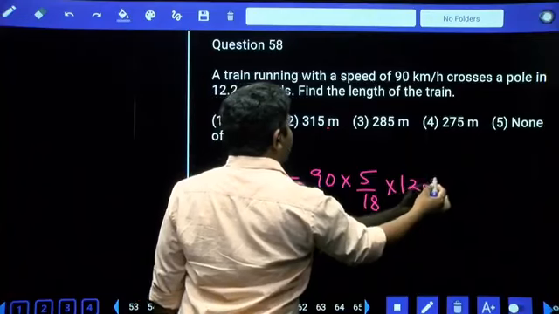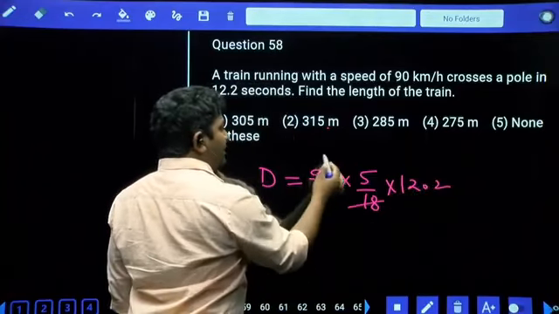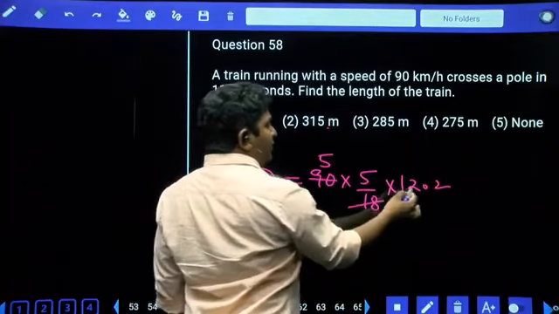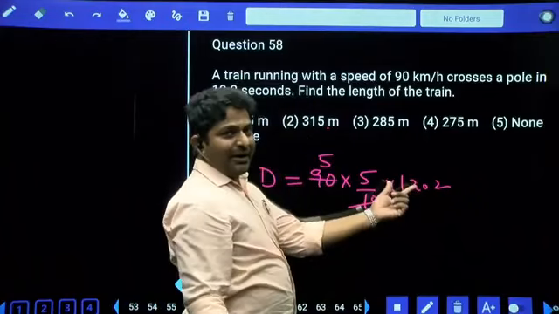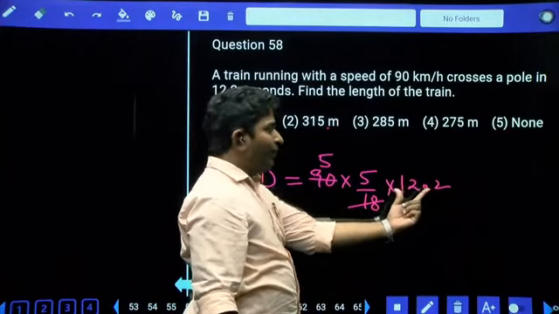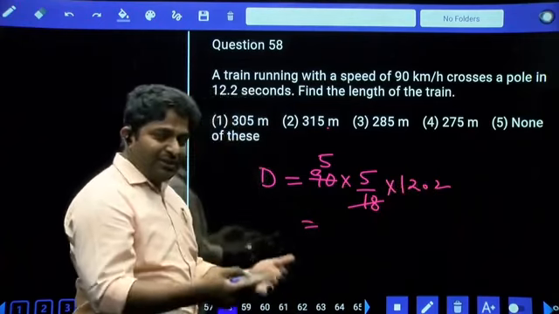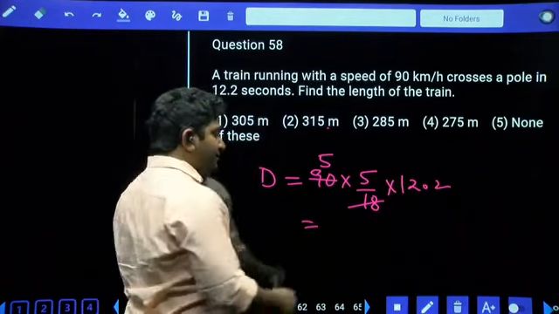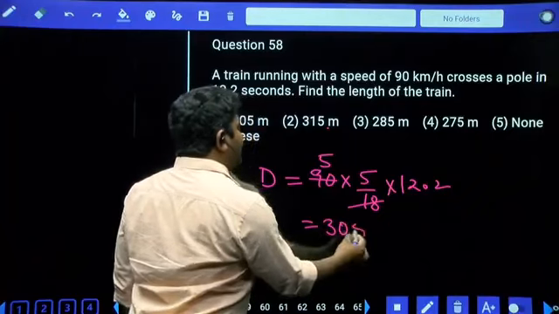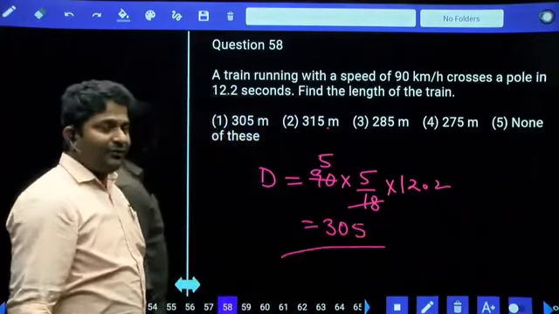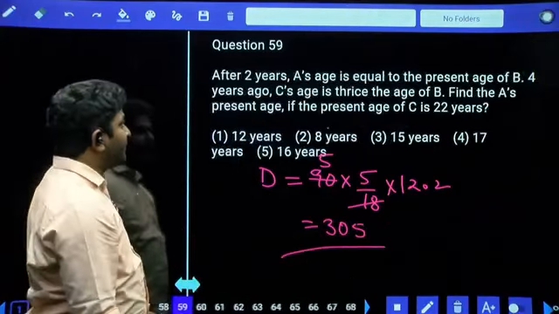The time taken is 12.2 seconds. 90 km per hour is 25 meters per second, that is 5 times here, 5 into 12.2. Take 10 times and make it half. 10 times is 122. Half of that is 61. 61, 5 times. Again take 10 times and make it half. 61 10 times is 610. Half of that is equal to 305. So 305 meters. First option is our answer.